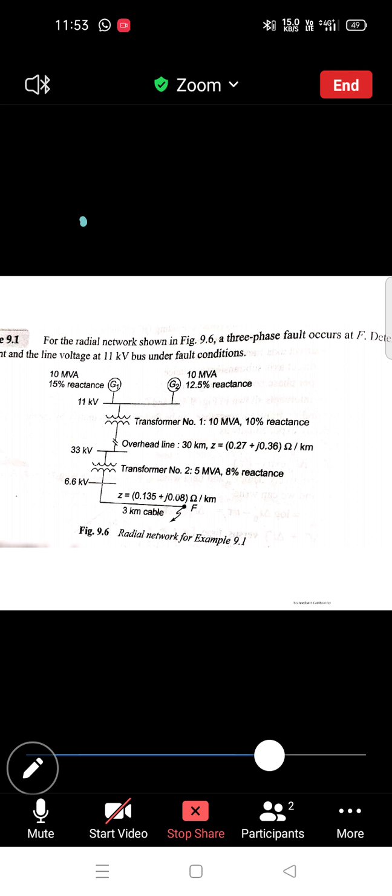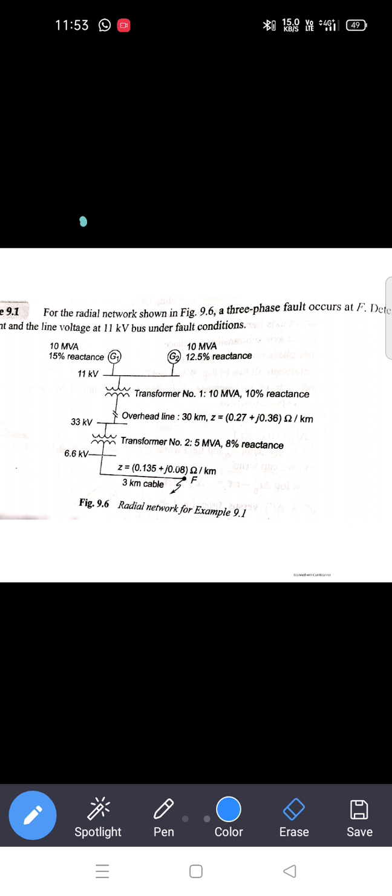There are three main terms here. First is the generator, then the overhead lines, or we can say transmission lines, and then the cables. So for all these three parts of the system we have to take different bases.